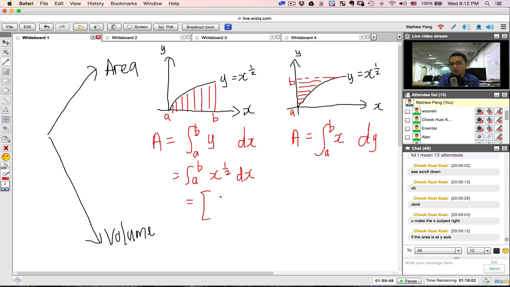It's just power plus 1 divided by the new power, right? So x power of 3 over 2, over 3 over 2. Then substitute a and b here.